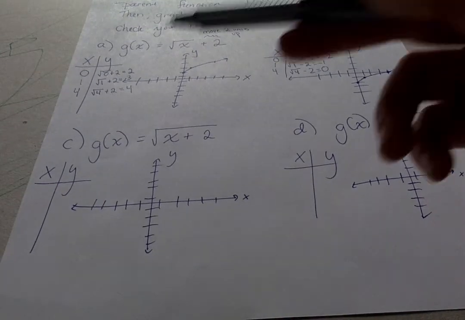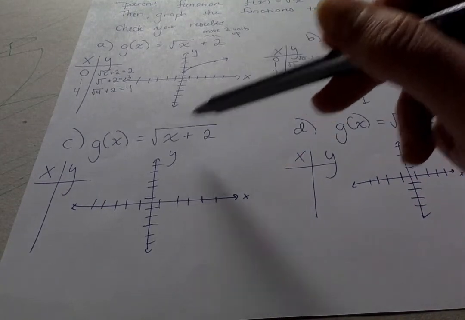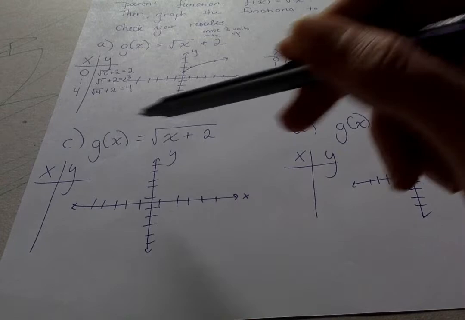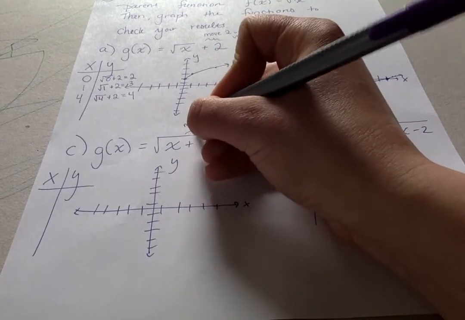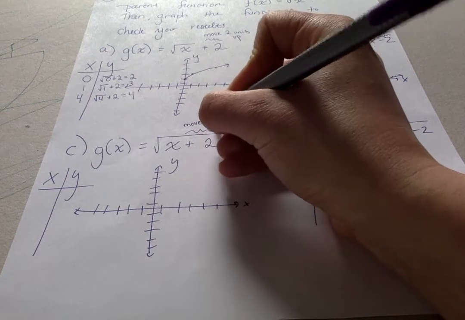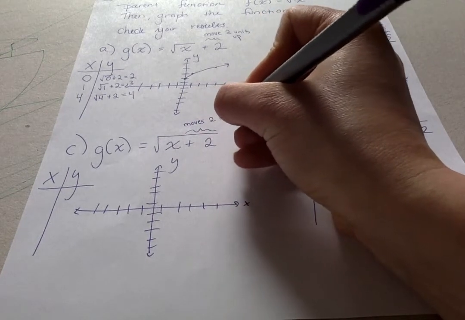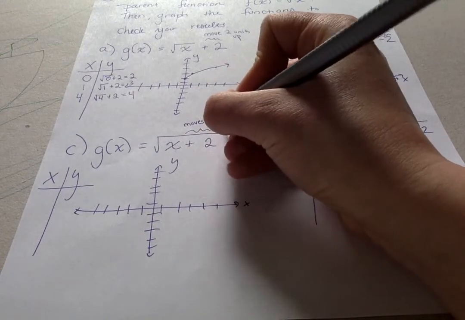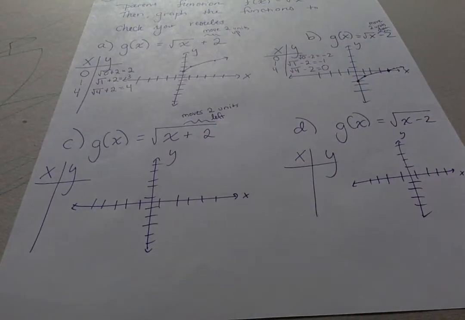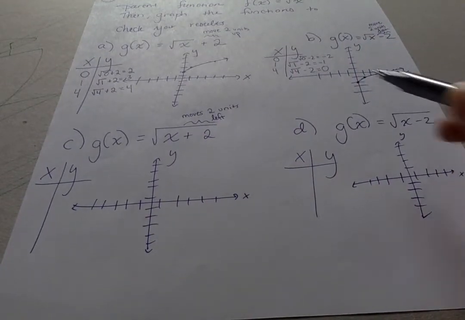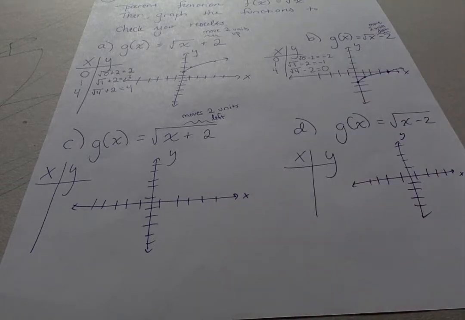So C has the square root of x plus 2, and the plus 2 is inside this radical. That means it moves 2 units left, and this is where sometimes people have a hard time, because they think plus 2 is right. Now, whenever we're modifying whatever is inside the radical with adding and subtracting, it's a horizontal shift. If we add, it's to the left, and if we subtract, it should be to the right.